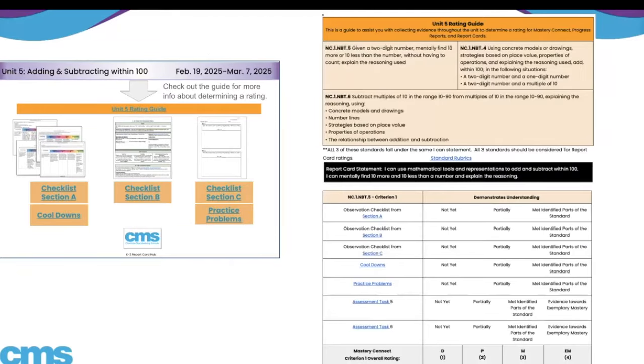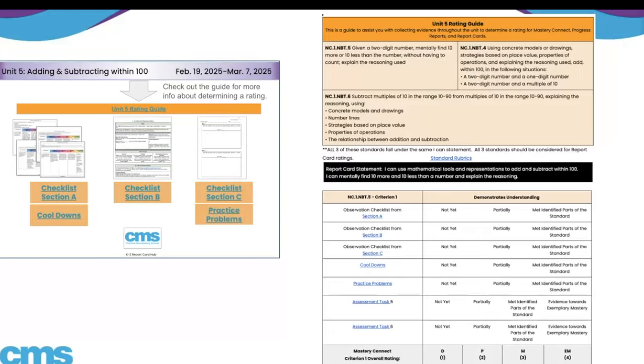The unit assessment is a good place to start with backwards planning, but it is important to remember that's just one piece of evidence to consider when identifying a rating for standards. It's not the only thing we consider. The Unit 5 rating guide, linked here in the center of the slide, helps us consider all checklists, observed behaviors in class, practice problems, and cooldowns throughout the unit.